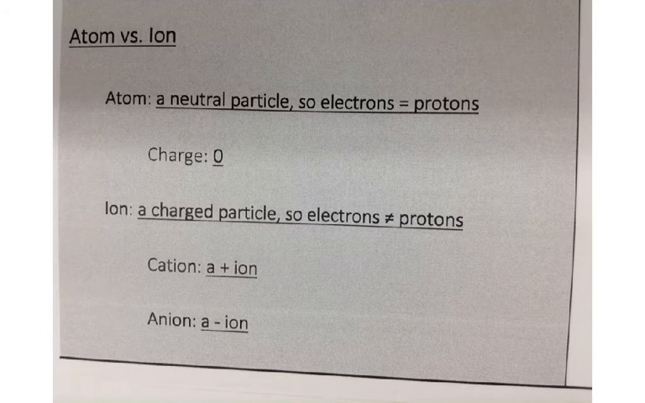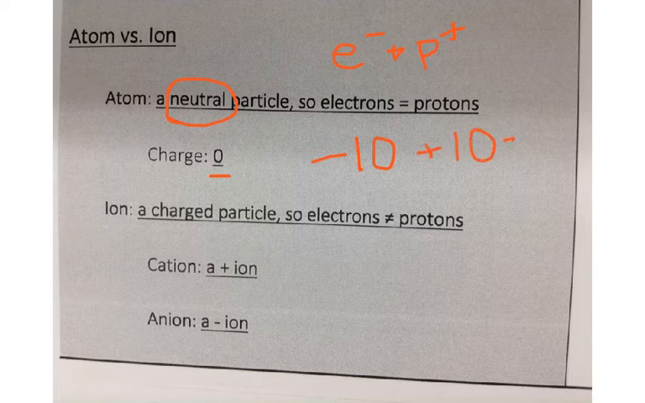There are differences between the terms atom and ion, and you will need to know this for your test. An atom is a neutral particle. That means its charge is equal to 0. The two things that contribute towards charge are electrons and protons. If they cancel each other out, then you would have a neutral charge. So if I had, let's say, 10 electrons contributing a negative 10 charge, and I had 10 protons contributing a positive 10, overall they would cancel each other out to get a net charge of 0, and that would be considered an atom.